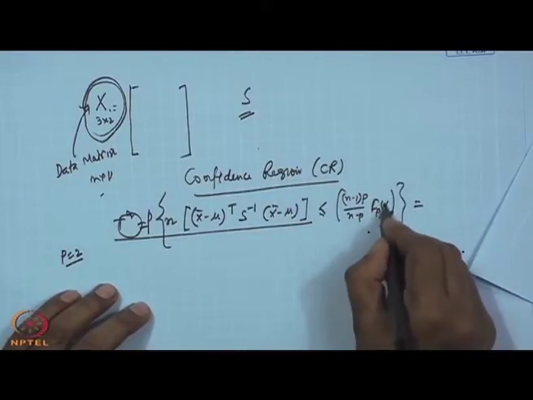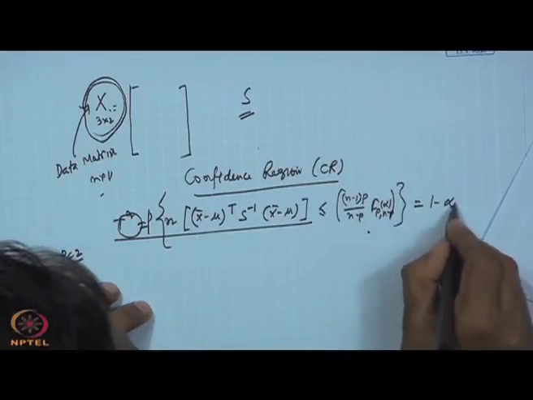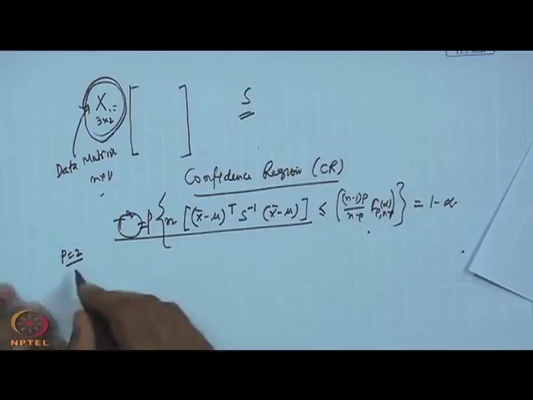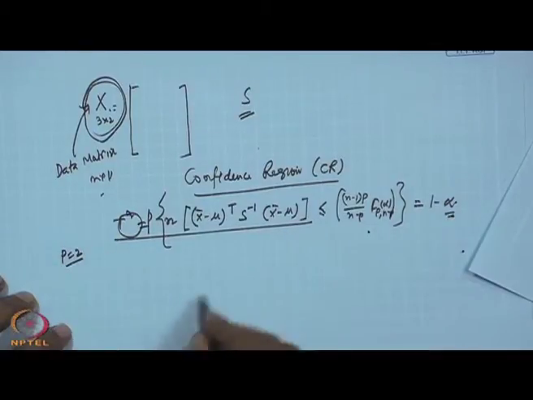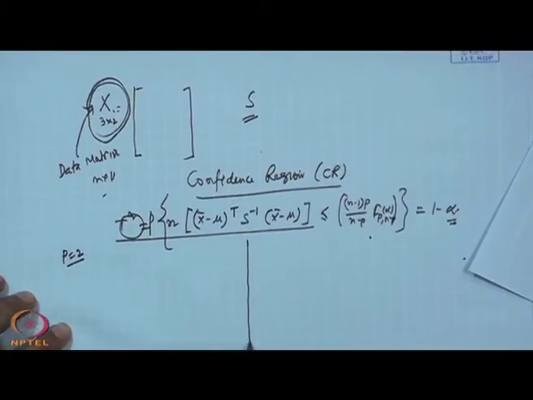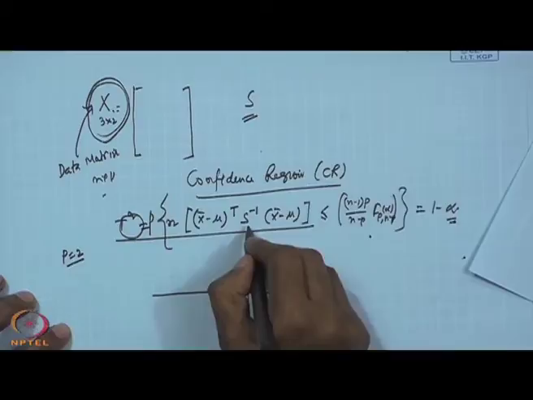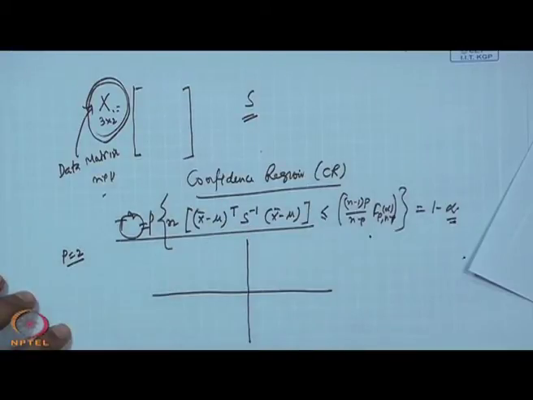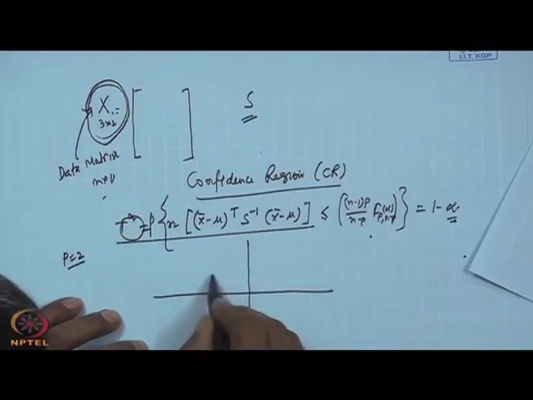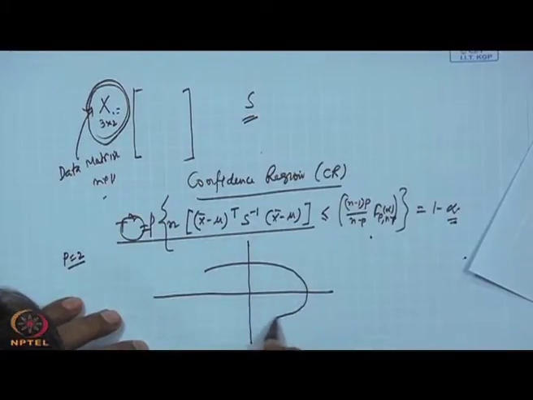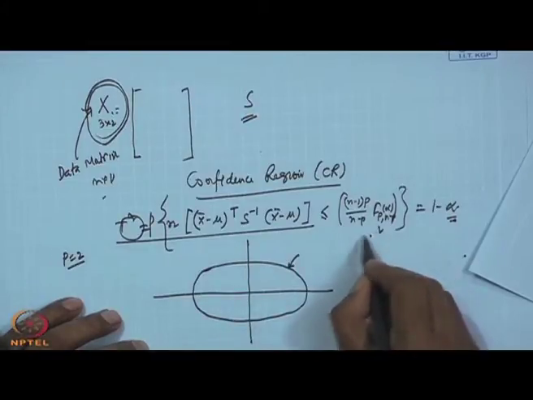If I put here alpha, 1 minus alpha. In the 2 dimensional case, depending on the alpha, you will get a ray. Again, it all depends on the covariance matrix what type of ellipse it will be, but if the variables are independent, then you will get an ellipse like this. This is what is determined by this quantity.